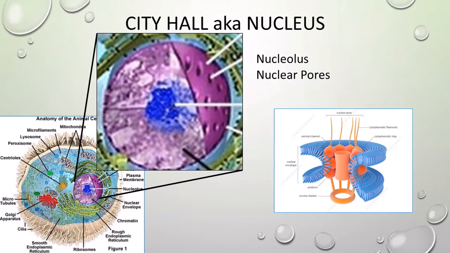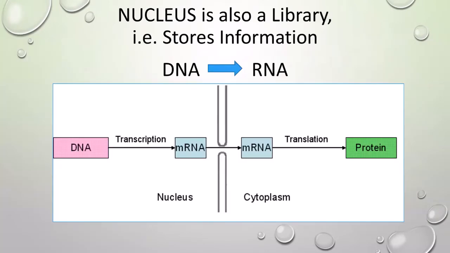And then most of what's inside the nucleus is DNA, which stores almost all the genetic information. The DNA is made into RNA, and we will look at how this RNA is made from the DNA in this next slide. So the nucleus you can think of as also a library. It stores information.